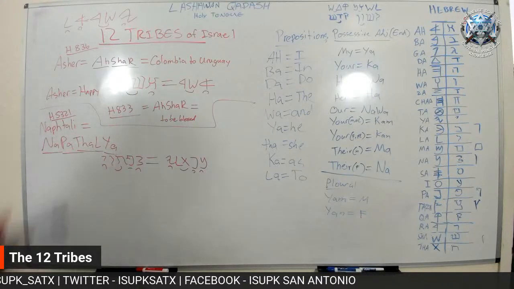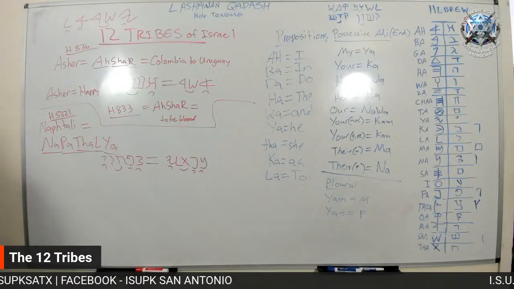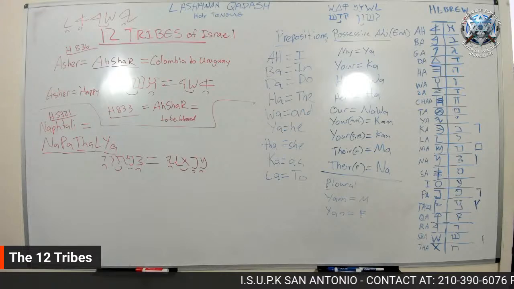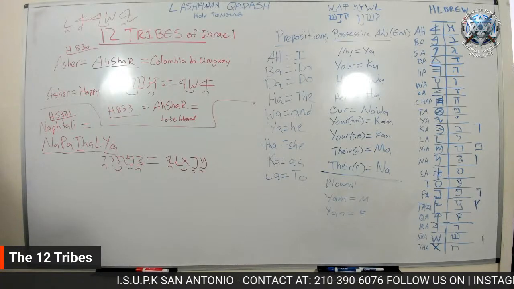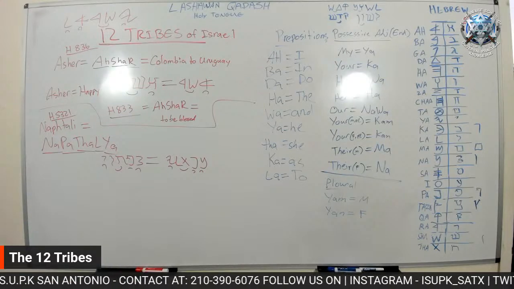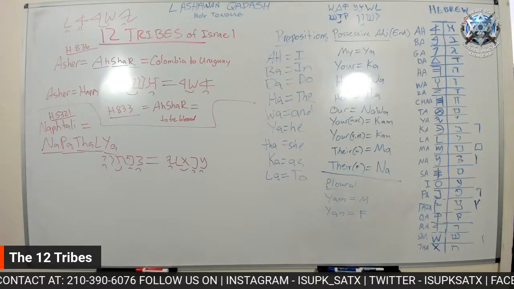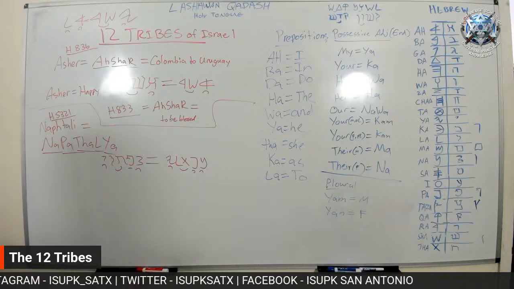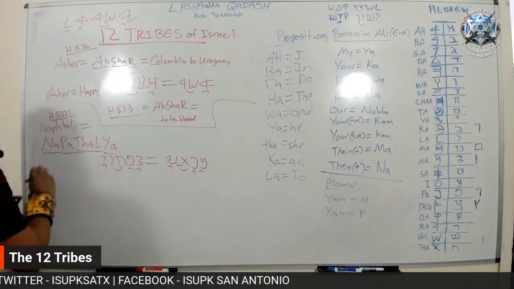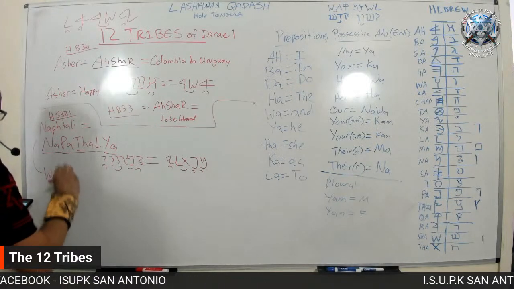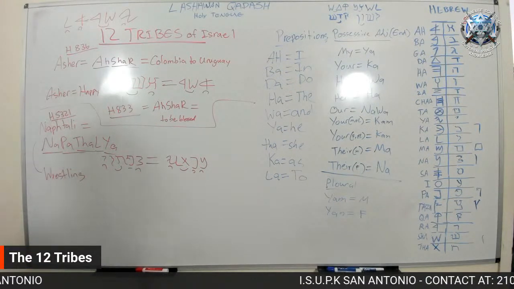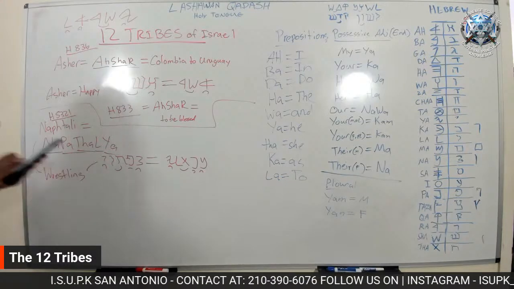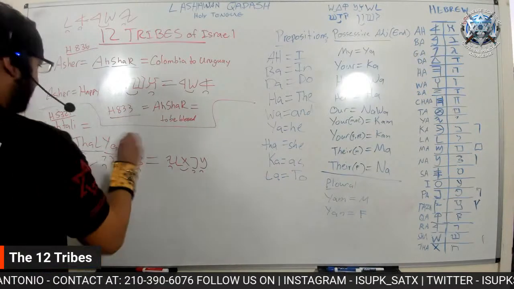Okay. Genesis chapter 30, verse 8. Go ahead and get that real quick. This is the book of Genesis, chapter 30, verse 8. And Rachel said, with great wrestlings have I wrestled with my sister, and I have prevailed. And she called his name Naphtali. Wrestling is what Naphtali means. We see it spelled exactly like this.